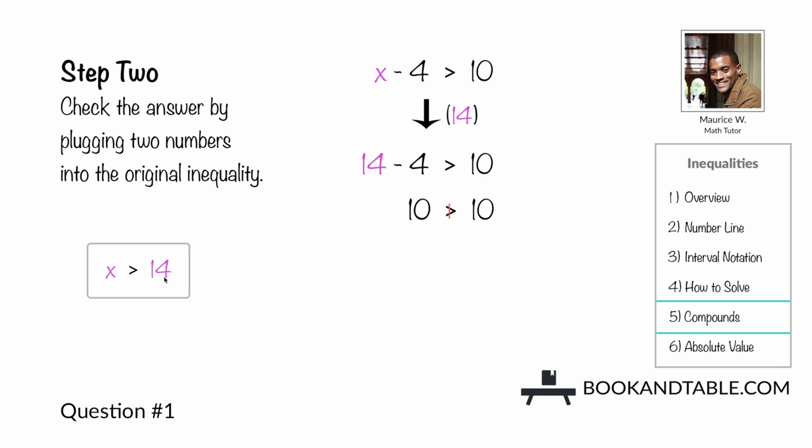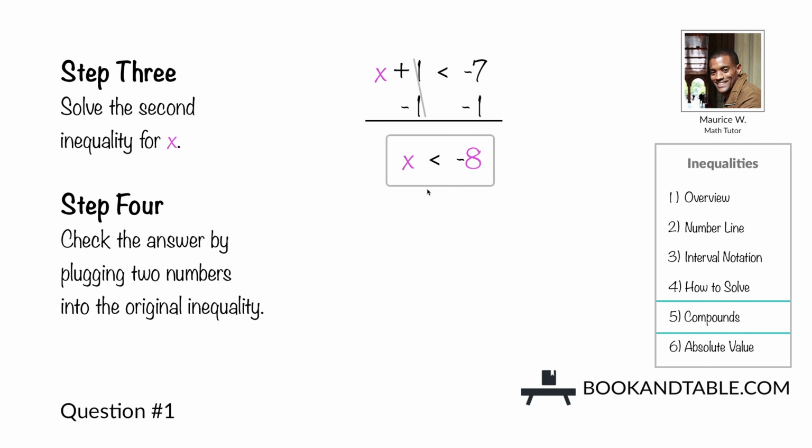Since x is greater than 14, we want to test 14, which should not work, and then a number larger than 14, which would be 15. Plug 14 in for x. 14 minus 4 will give us 10, leaving us with a false statement. 10 is greater than 10, so that does not work. 15 minus 4 is 11, and that does work since 11 is greater than 10.